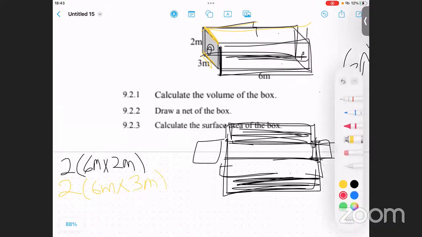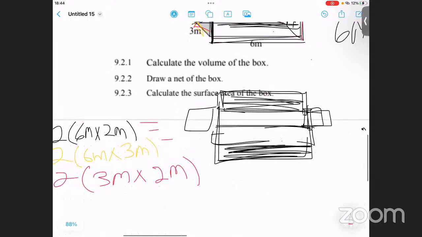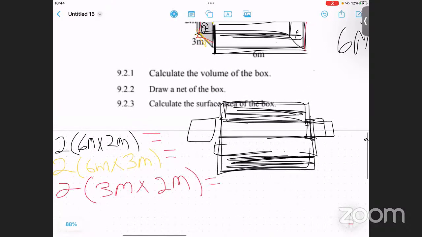And then the last one, we're going to have 3 and 2. So we're going to have a 2 because it's a 3 and 2. That means this one is going to be a 3 and a 2. So we're going to have 2 multiplied by 3 meters times 2 meters. And then we're going to get the answers. After getting all the answers, we're going to add them together, and that's how we're going to get the surface area of the box. Are you guys following? And what is the answer for the first one, second one, and the third one?